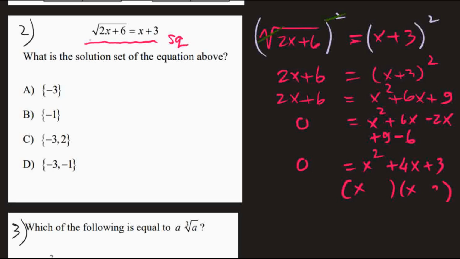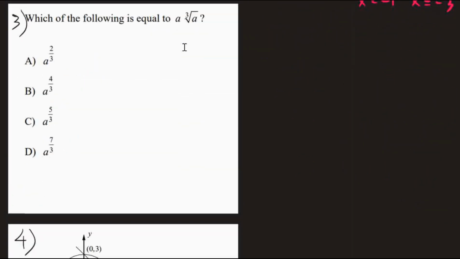It is 3 and 1, so we have to make them positive. X equals -1 or x equals -3. So the answer is -3 and -1. So this will be our answer. Now let's move to number 3.